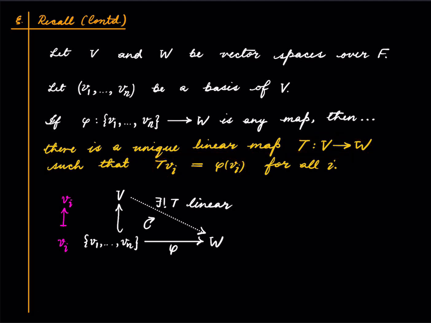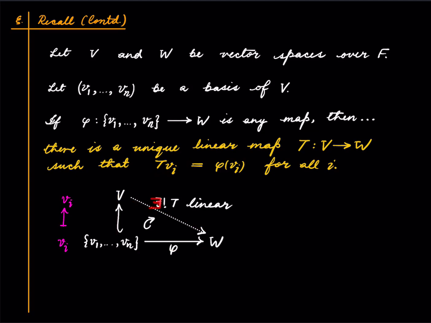So diagrammatically, suppose phi is this map, and this is the inclusion map. What does that mean? It means it just picks a vector here and sends it to the same vector above. This makes sense because this is, after all, a subset of the above thing. So that's how this map is behaving. And the statement says that there exists a unique linear map T such that this diagram commutes. What does that mean? It means whether you go this way or you go that way, it's the same thing.